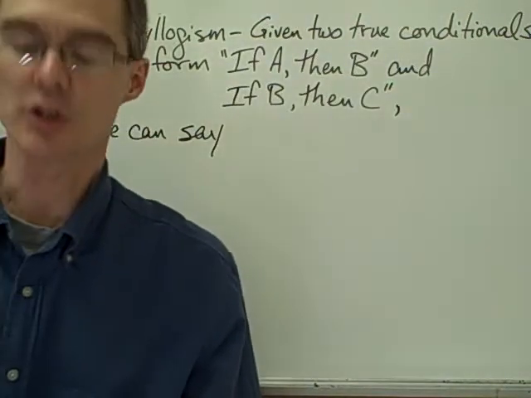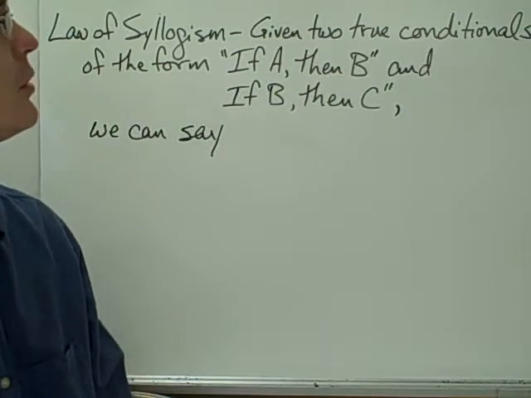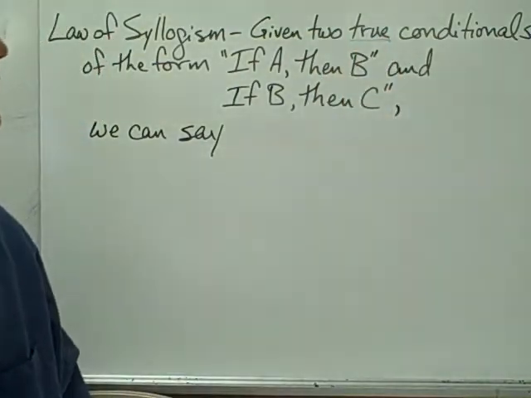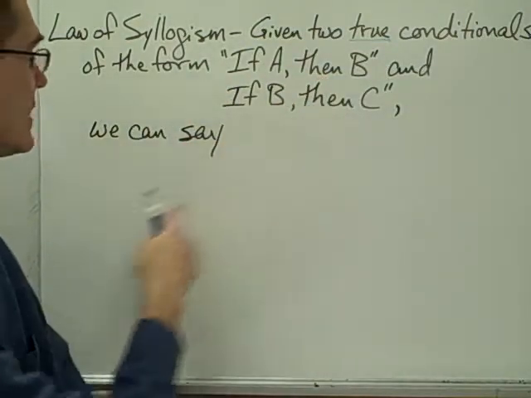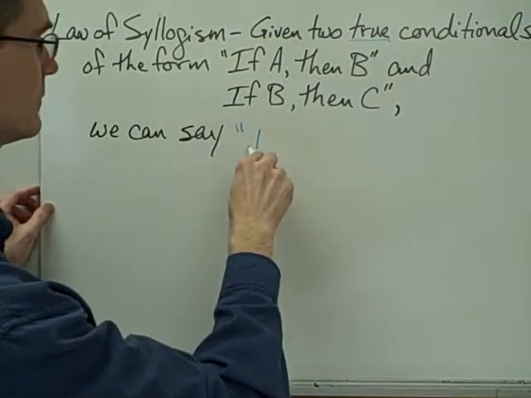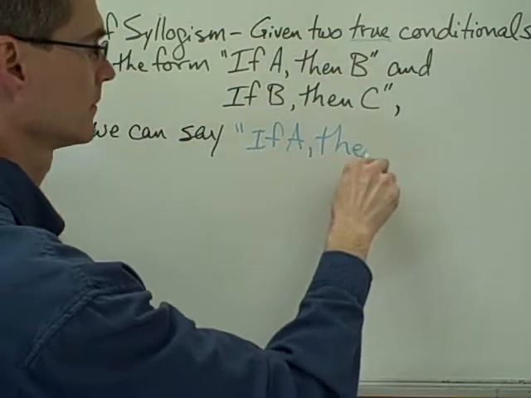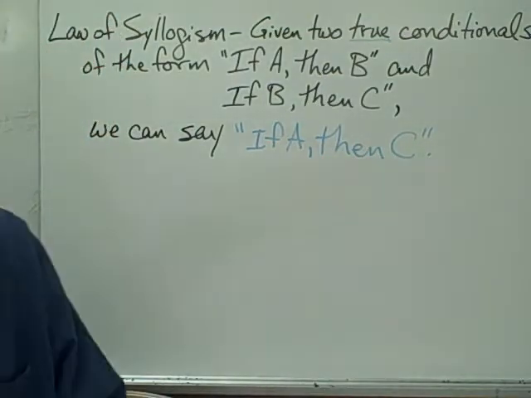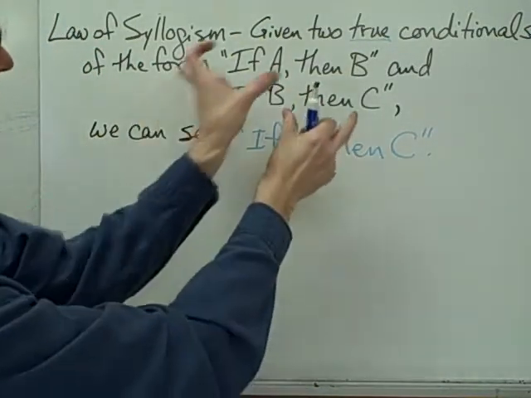Now, the law of syllogism. The law of syllogism says, given two true conditionals of the form if A then B and if B then C, then we can say if A then C.